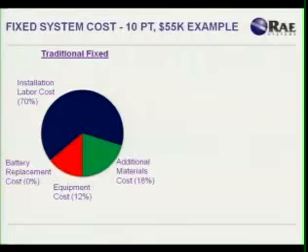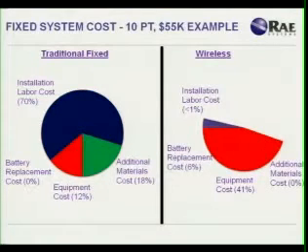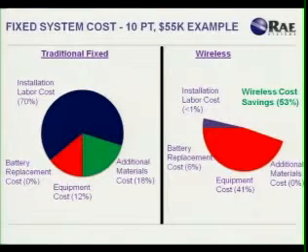So when you compare that traditional fixed system example to a wireless system, you'll see on the wireless system you've got this big chunk on the bottom, which is the equipment cost, which is this 41%. You've got zero additional materials. You don't need any extra cabling or conduit because it's wireless. You've got a small percentage for battery replacement costs, roughly 6%. You've got this very minuscule, less than 1% for the installation labor cost. So at the end of the day, when you're looking at a total installed system cost, roughly 53% savings for a wireless system versus a fixed system.